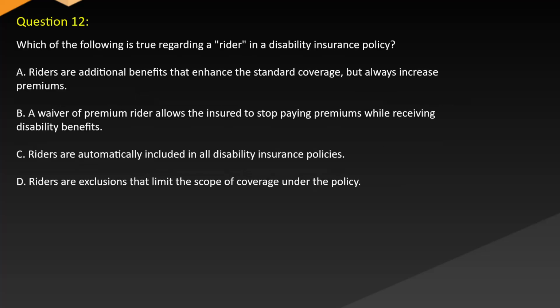Question 12. Which of the following is true regarding a rider on a disability insurance policy? A. Riders are additional benefits that enhance the standard coverage but always increase premiums. B. A waiver of premium rider allows the insured to stop paying premiums while receiving disability benefits. C. Riders are automatically included in all disability insurance policies. D. Riders are exclusions that limit the scope of coverage under the policy.